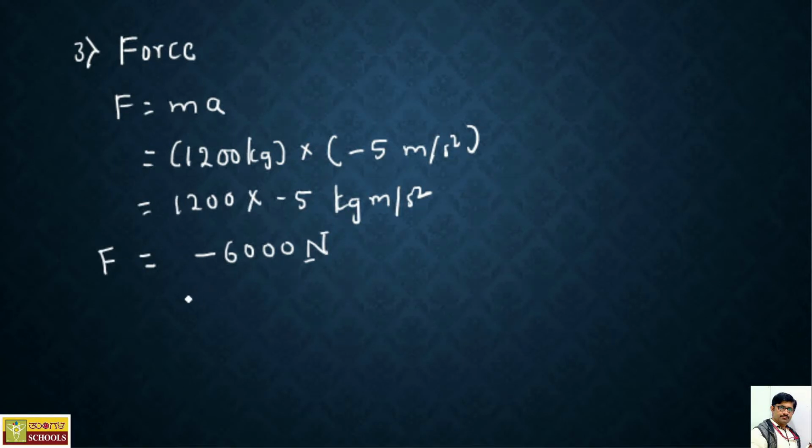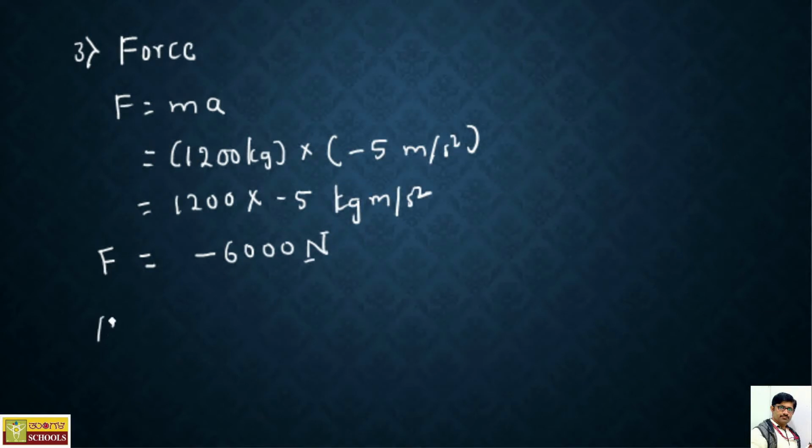So they asked the magnitude of the force. They did not ask about the direction. If it is negative, it means they are opposite to each other. The motion of the car and the applied force both are opposite to each other. Therefore, the negative term arises here. But they asked for the magnitude of the force.